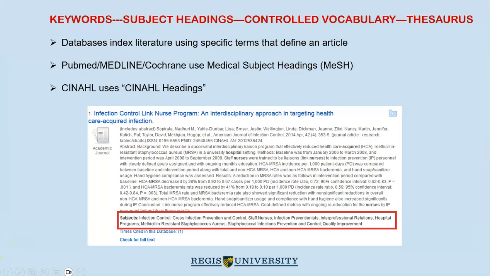So the different databases have different subject heading or controlled vocabulary, or what we call a thesaurus, for each database. So PubMed, Medline, and Cochrane use a subject heading list called MeSH, or medical subject headings, while CINAHL simply calls their thesaurus CINAHL headings. When you're searching in EBSCO, you will often see those subject heading lists underneath the abstract when you look at your results. In PubMed, you might see them in an additional page of results.